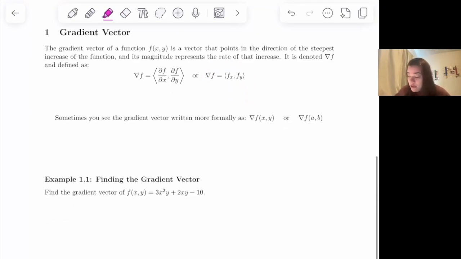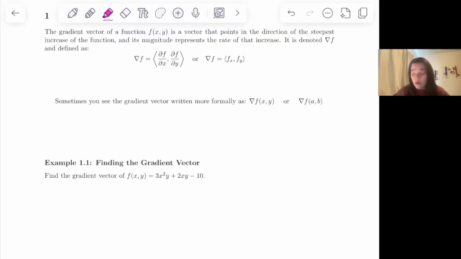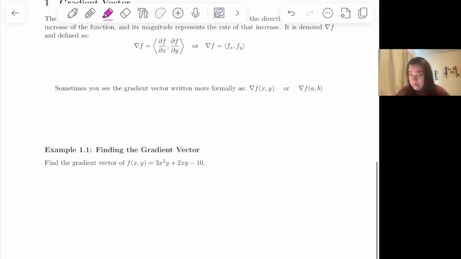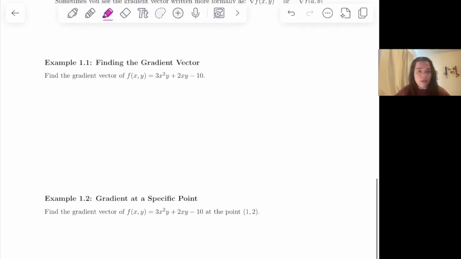Now, sometimes you see the gradient vector written more formally as the gradient of f evaluated at a point (x, y), or the gradient of f evaluated at a point (a, b). And we'll take a look at what that looks like in one of our examples here. So let's start with example 1.1, finding the gradient vector in general.